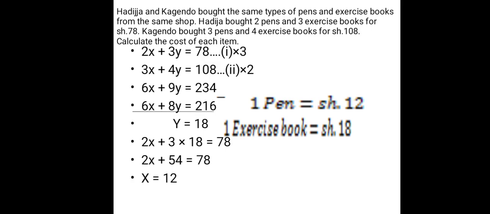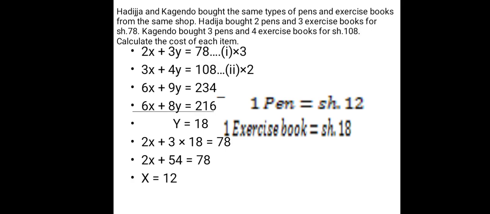Hadija and Kagendo bought the same type of pens and exercise books from the same shop. Hadija bought 2 pens and 3 exercise books for 78 shillings. Kagendo bought 3 pens and 4 exercise books for 108 shillings. Calculate the cost of each item.